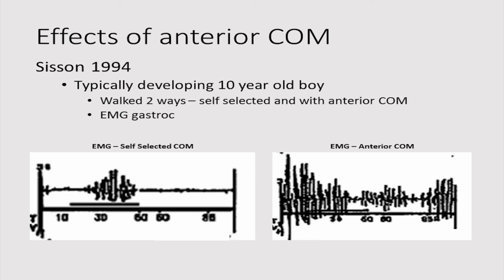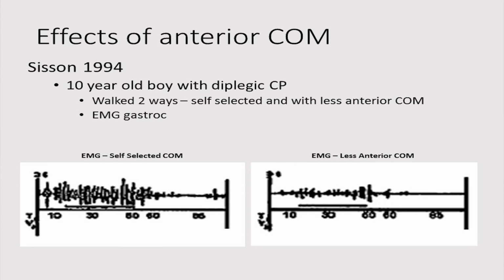What they found when he was walking at a typical pace or typical weight line was that his gastroc was on at appropriate times, but when he walked with a more anterior center of mass, his gastroc was on almost the entire gait cycle. It was on really strong in early stance, and then even through swing phase. So they had the 10-year-old boy with diplegic cerebral palsy walk typically at a self-selected pace and position, and then with a less anterior center of mass.